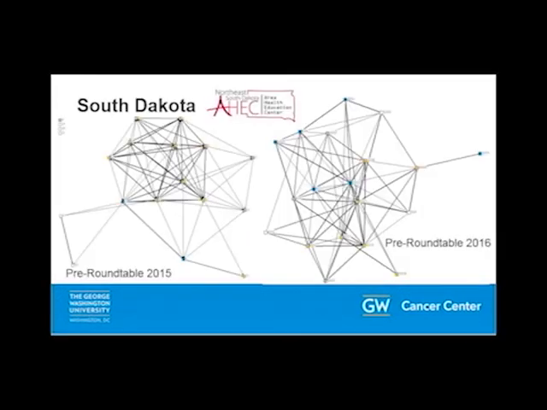So here are the two social network maps from 2015 and 2016. And it does appear that the cancer professionals in blue are better integrated into the network in 2016 compared to the first roundtables in 2015. So let's take a look at the indicators as well.